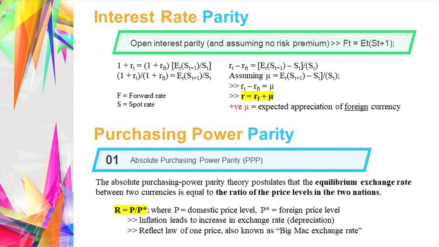Purchasing power parity. 1. Absolute purchasing power parity, PPP. The absolute purchasing power parity theory postulates that the equilibrium exchange rate between two currencies is equal to the ratio of the price levels in the two nations. R equals P divided by P asterisk, where P equals domestic price level and P asterisk equals foreign price level. Implications are: inflation leads to an increase in the exchange rate, depreciation. It reflects the law of one price, also known as the Big Mac exchange rate.